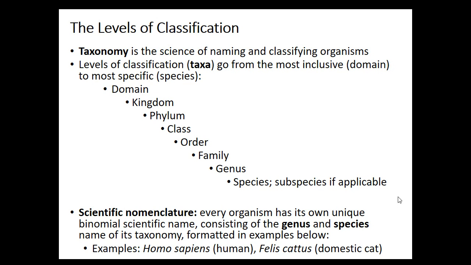And the first word is the same as the genus. The species name is two words, but the first word is the same as the genus that species belongs to. So Homo sapiens, that's us. We belong to the genus Homo. The second word is the specific epithet or the specific name. Both words together make up the species name or the scientific name.